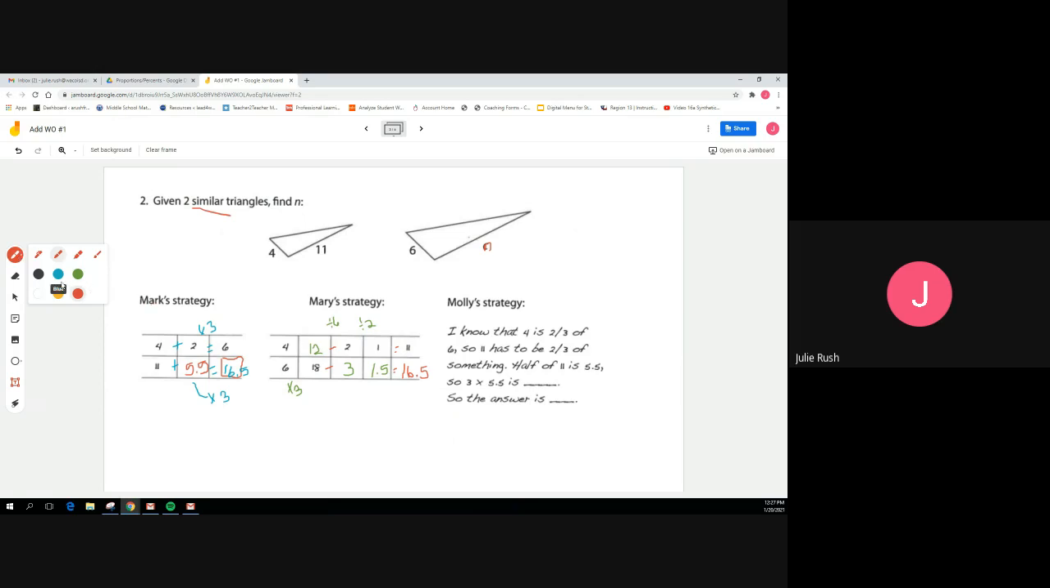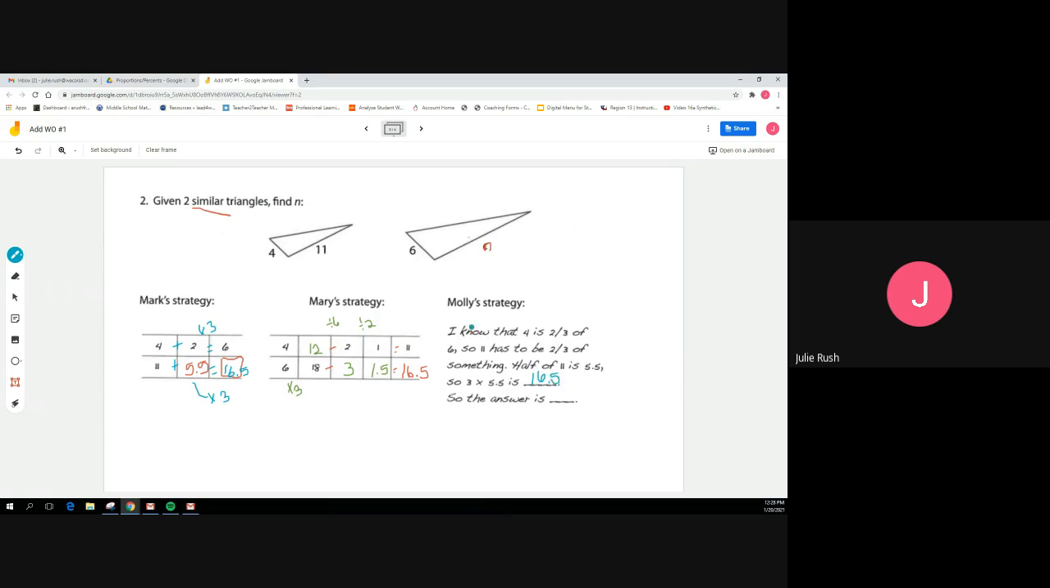And then our last and final strategy is Molly. And Molly said, well, I know that 4 is 2/3 of 6. So 11 has to be 2/3 of something. Half of 11 is 5.5. So 3 times 5.5 is 16.5. I'm going to be honest, guys. Most people don't think like Molly in their head that way.